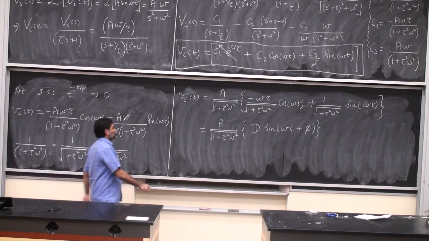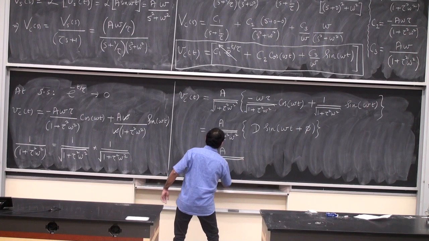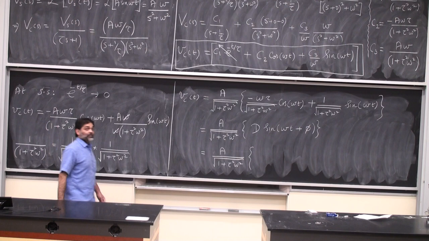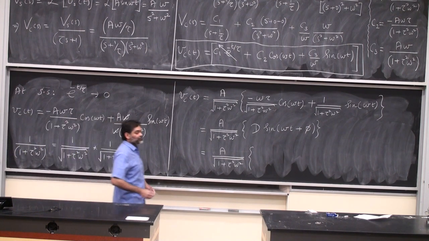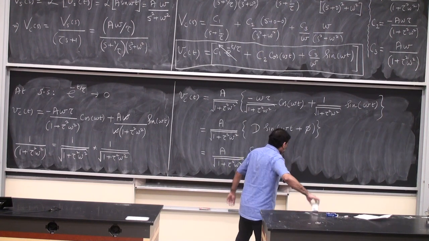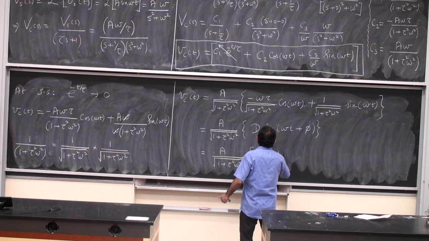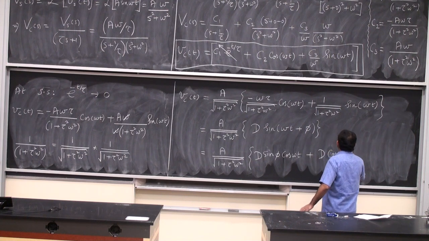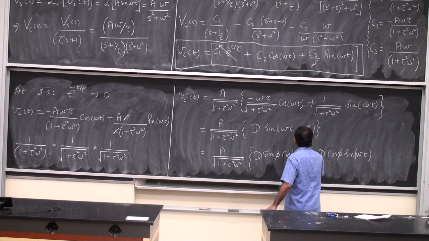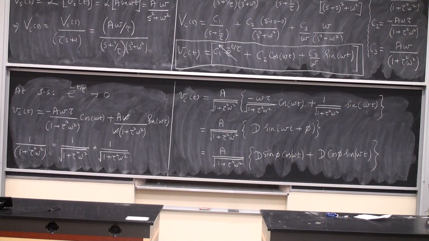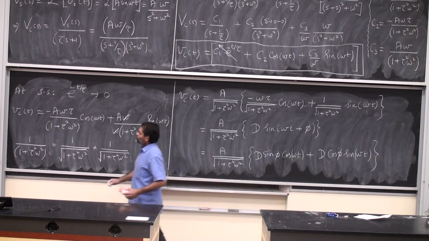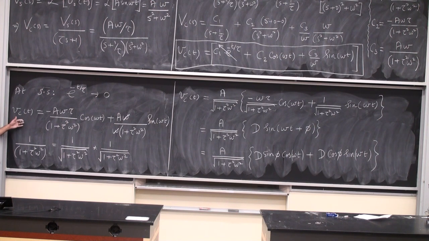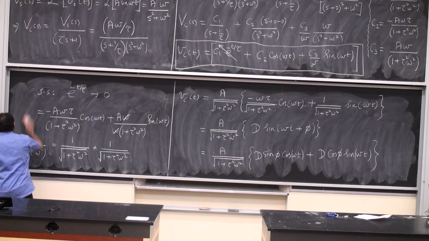I'm going to expand. This is A by square root of 1 plus tau square omega square. Then I have this d sine of omega t plus phi. That's d sine phi cosine omega t, plus d cosine phi sine omega t. And with your permission I'm going to take care of this panel here. You see what our next step is going to be? I want to calculate d, I want to calculate this angle phi. So what are those creatures? And why are we doing all these steps?